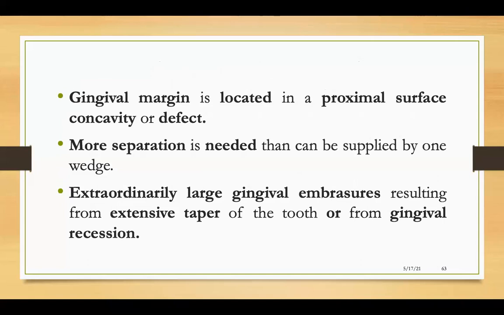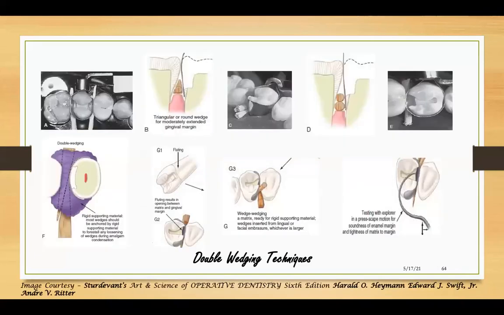Gingival margin is located in a proximal surface concavity or defect. More separation is needed than can be supplied with one wedge. Extraordinarily large gingival embrasure. I think I did cover part of it in my last lecture, just showing exactly how you can place the two wedges.